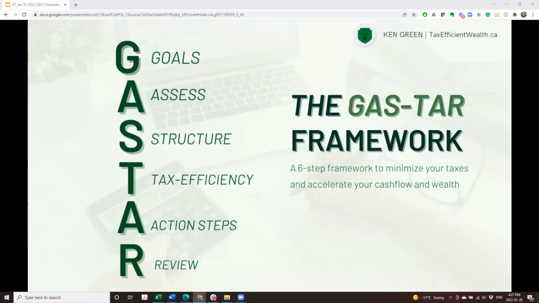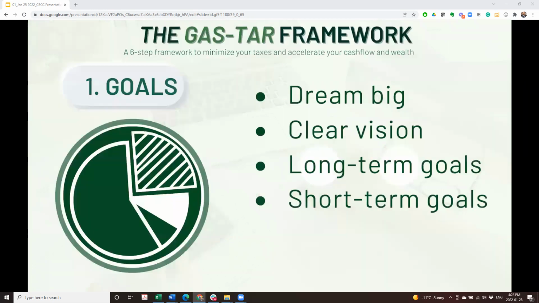So you start by setting your goals, you assess your current situation, you look at structures you can use to earn income or distribute money. You look at the tax efficient tools you can incorporate, and then once you have all of those things done, you go into action and you're continuously reviewing what you're doing. So the first step is goals.